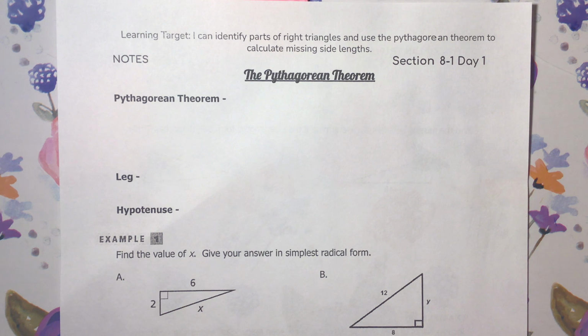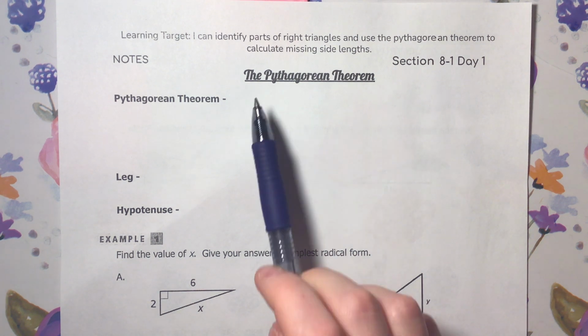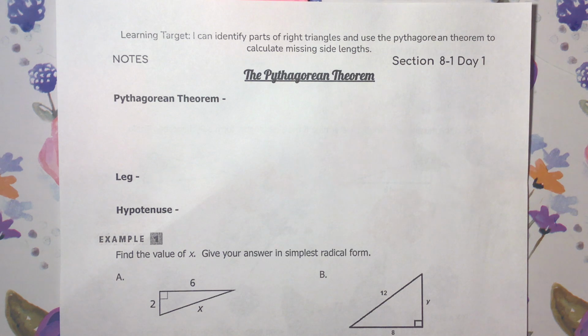We are covering another section in Chapter 8, and this is actually the first official section. It's Section 8-1, Day 1, and we're going to be talking about the Pythagorean Theorem today. I'm sure you've heard of that, but we're going to be doing a few more skills with it now that we're in geometry. What I'd like for you to be able to do by the end of this lesson is to identify parts of right triangles and then use the Pythagorean Theorem to calculate missing side lengths.